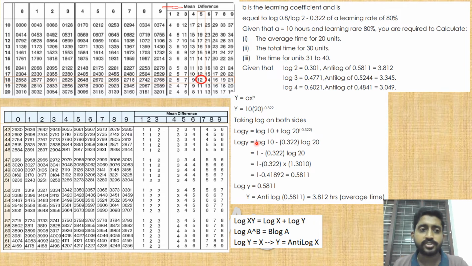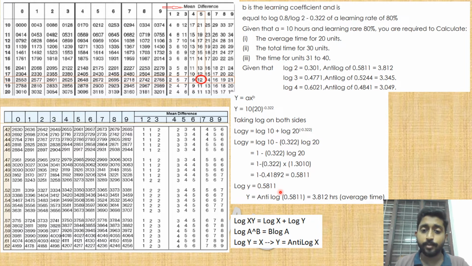Now log 10. What is log 10? Log 10 is 1. So log 10 is 1 minus 0.322 log 20. What is log 20? 20 is here, 1.3010. So 1.3010 is taken here. Next, this into 0.322, so 1 minus 0.418, the value is 0.5811. What is this? Log y. So log y is equal to 0.5811.